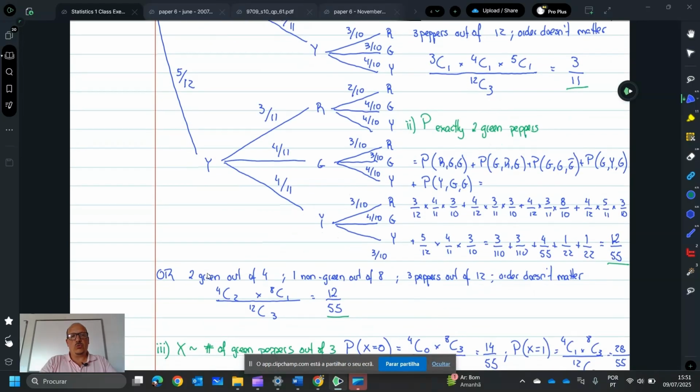So what do we want? We want 2 green out of 4, which leaves 1 that is not green out of 8. Out of how many possibilities? The same as before. You take 3 peppers out of 12. Okay? So just plug this in a calculator and you have exactly the same result.